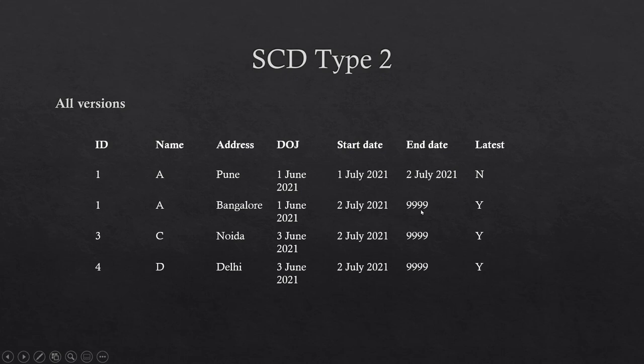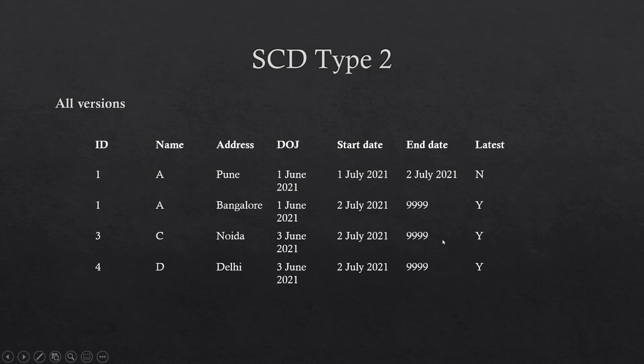I have made the end date as 9999, which shows me that this is my current version which has not ended, and I made the end date of the previous version as 2nd July. So when I look at this table, I can clearly call out that for record number 1, there are two versions. One version was active from 1st of July to 2nd July, which means the person was staying in Pune from 1st to 2nd, but the person shifted to Bangalore from 2nd and he is still in Bangalore because this record does not have an end date. It is 9999. So it is active.